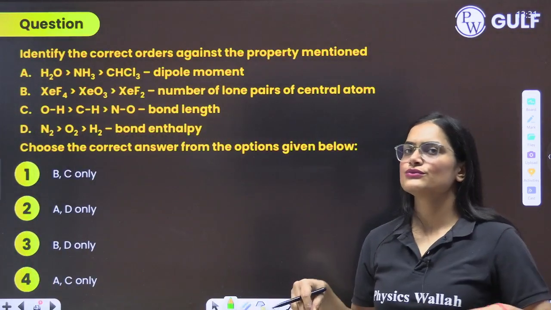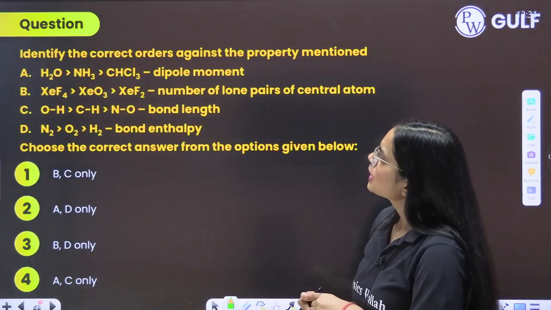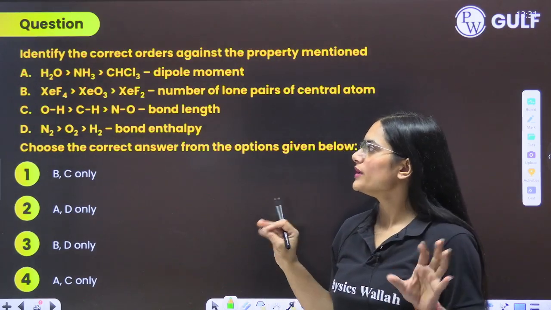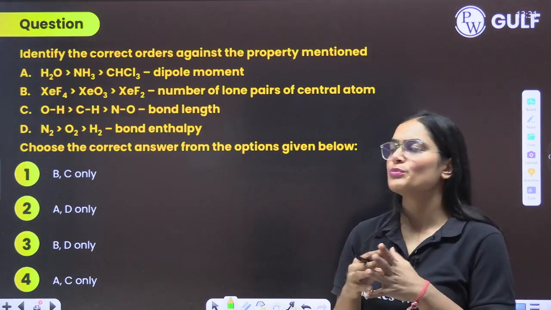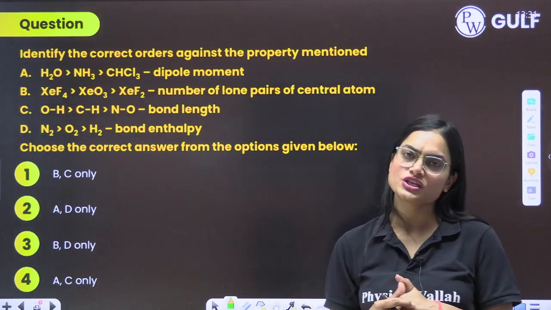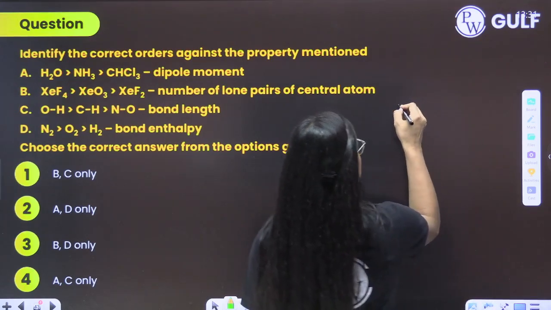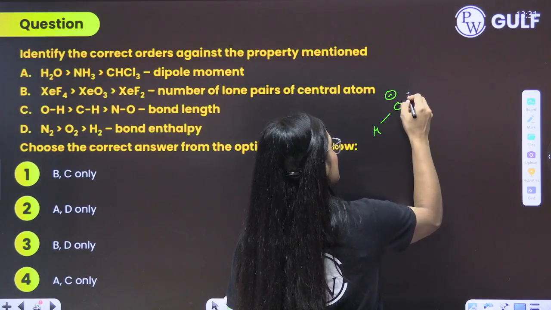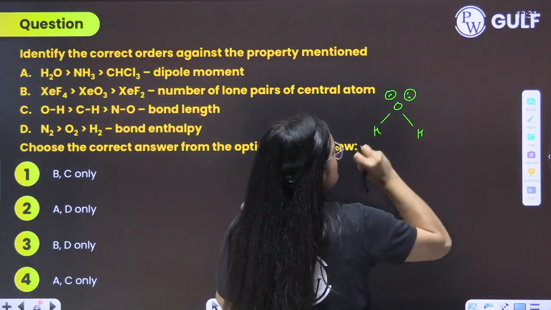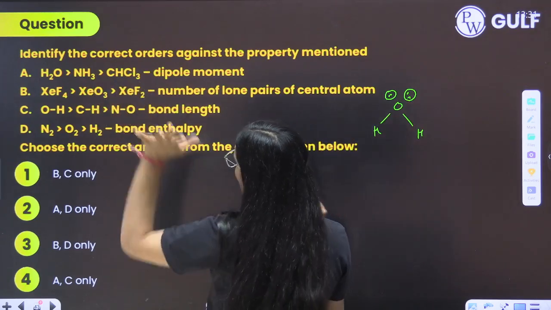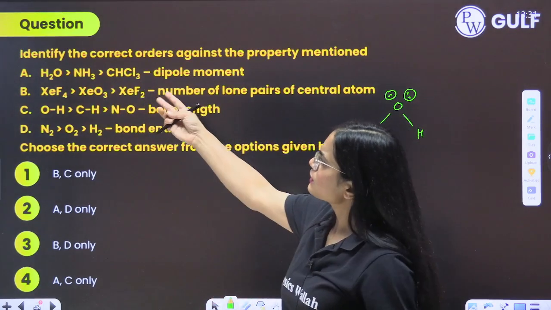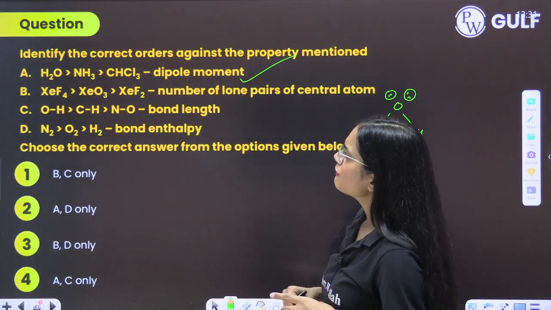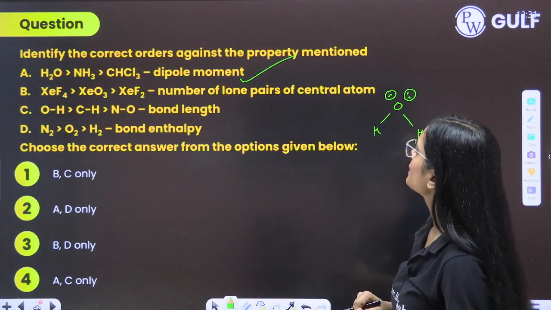They're asking you to find out the correct order. Dipole moment. The dipole moment of water is more as compared to ammonia. Why? Because in oxygen there are 2 lone pairs, and also the electronegativity of oxygen is more. In case of water, oxygen has 2 lone pairs while ammonia has 1, and also the electronegativity of oxygen is more. So its dipole moment would be more as compared to ammonia. And this is your organic molecule CH3Cl. This is correct.